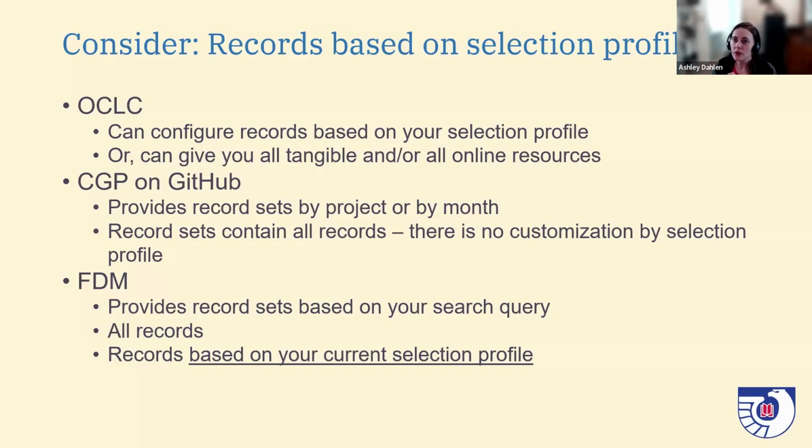FDM will get you whatever catalog records you query for. So if you want to get all the records for a given month, that's fine. If you want to get all the records for a given SUDOC stem, that's fine. If you want to get all the online format records for a particular agency, whatever your query is, that is going to be exported. That does include running a query for records based off your current selection profile. It doesn't know what you selected 2 years ago, but it knows what you select now.